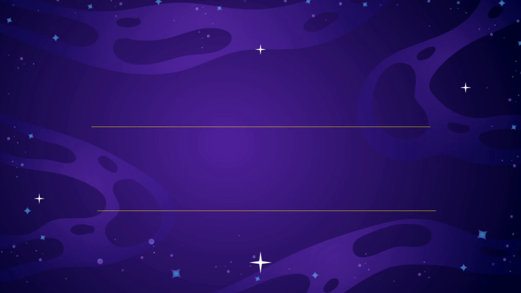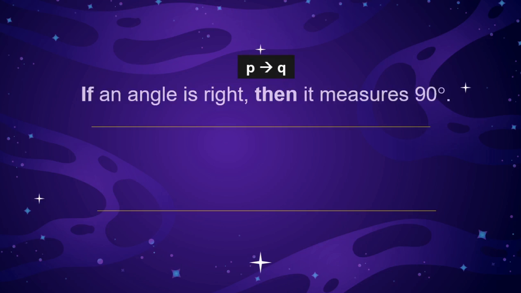So, we've been discussing different statements, 'di ba? Remember this symbol? This is P implies Q. In our previous example, we have: if an angle is right, then it measures 90 degrees. This is an example of a conditional statement. Ang ating conclusion dito ay it measures 90 degrees. So pag tinanong tayo, paano mo nasabing 90 degrees yan? We could answer, because it is a right angle.